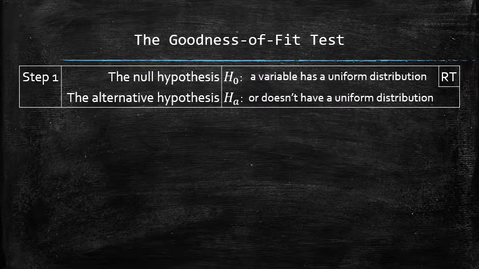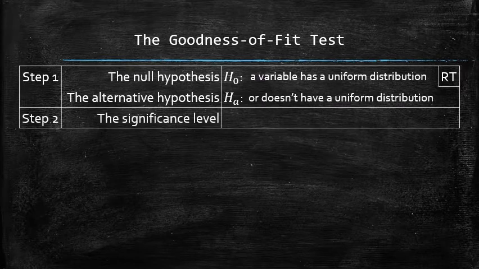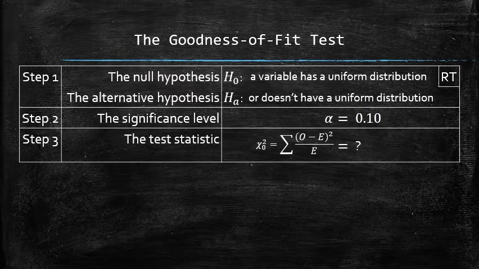Step 1 is complete. The significance level can always be found in the text of the problem. In our case, it is 10%. Step 2 is complete. The test statistic will be computed using the process rather than a formula.